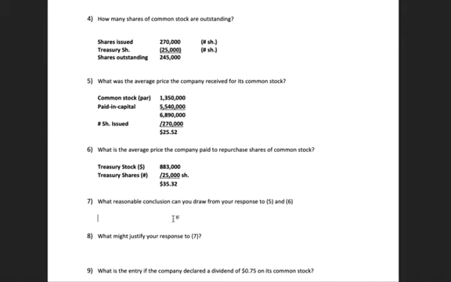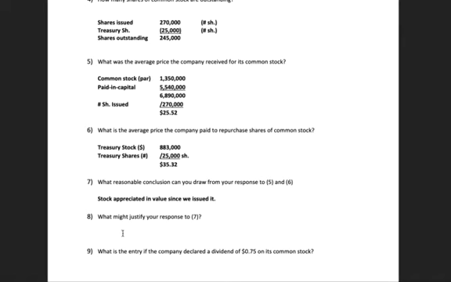So then they ask us to kind of editorialize here. What reasonable conclusion can you draw from your response to 5 and 6? Well, what I noticed is that 5 is lower than 6. When we initially issued the stock, we received $25.52 per share on average. But when we tried to repurchase that stock, we had to pay $35.32 per share. Now, that's actually a good thing. It shows that our stock has appreciated in value since we issued it. So our stock price on average has gone up about $10.